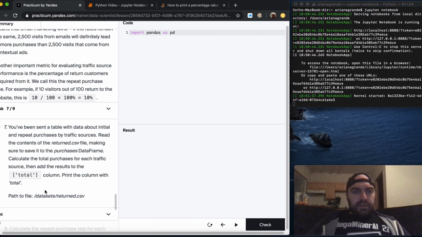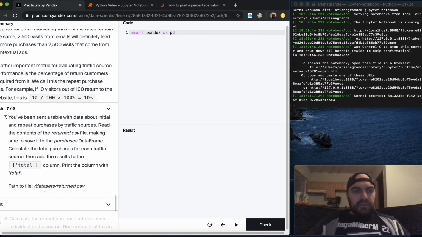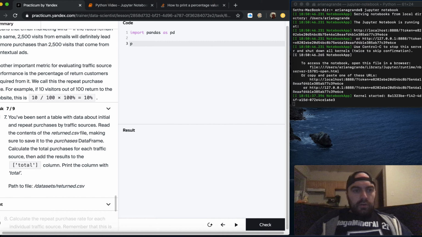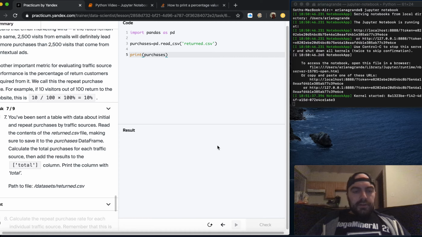You've been sent a table with data about initial and repeat purchases by traffic sources. Read the contents of the return CSV file, making sure to save it to the purchases data frame. Okay, so purchases is going to be equal to pd.read_csv returned.csv. Okay, then we want to print purchases, see what it looks like.